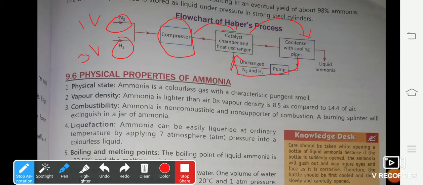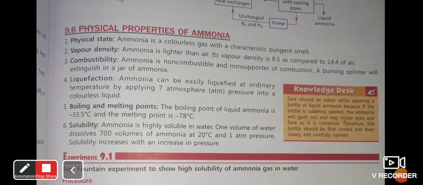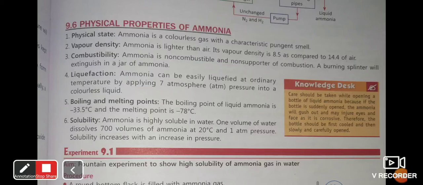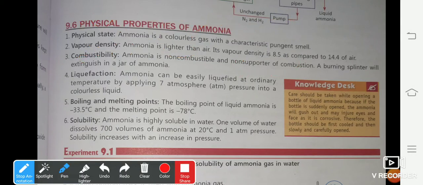Now, let's see some of the physical properties of ammonia. In physical properties, try to remember the solubility part. Try to remember the condensation point and the boiling point because those are used. Now, here you can see ammonia is a colorless gas with a characteristic pungent smell.